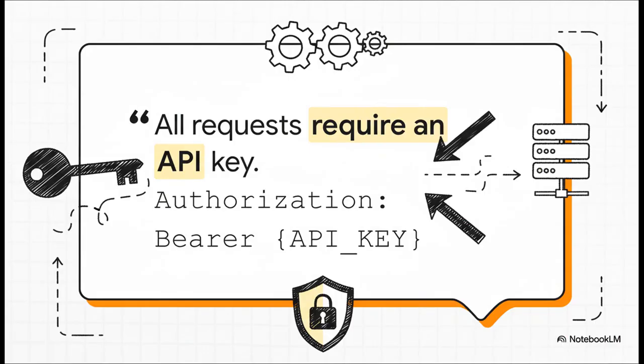And using that key, it could not be simpler. Every single request you make to the API needs it. You just pass it as a bearer token in the authorization header. I mean, it's totally standard, super clean, and really easy. You'll be authenticated and ready to start building in like seconds.